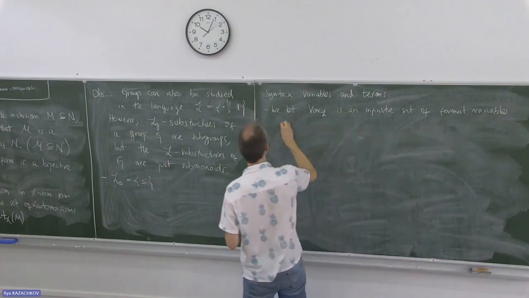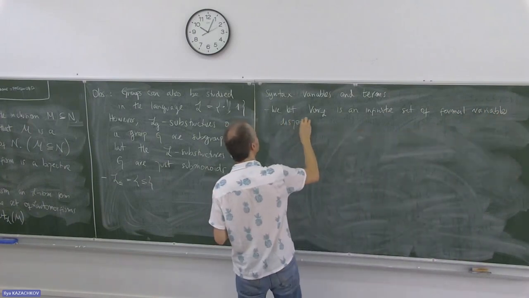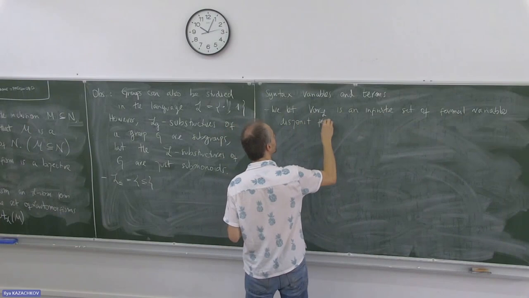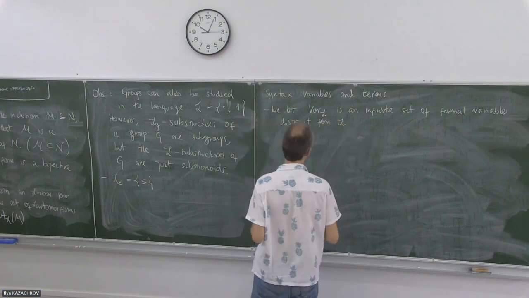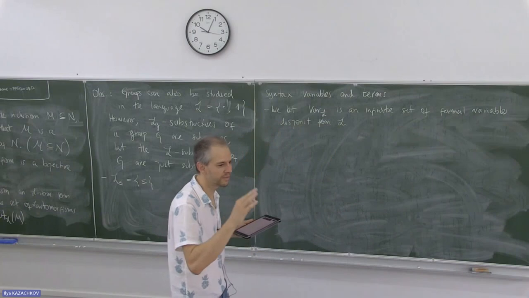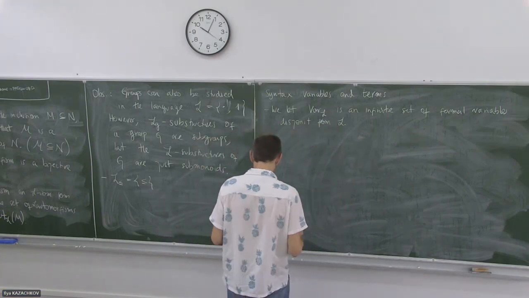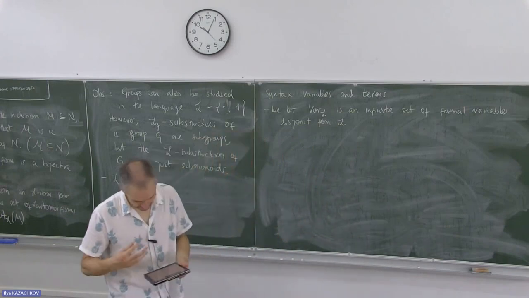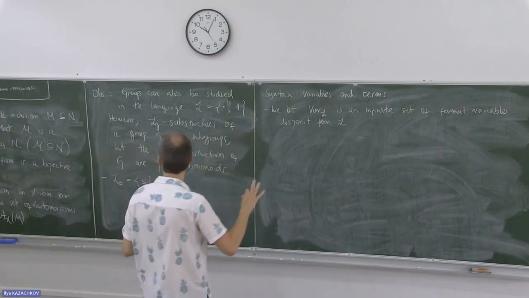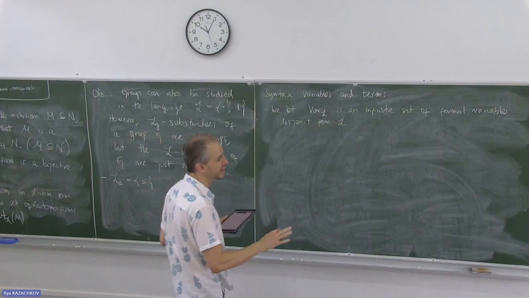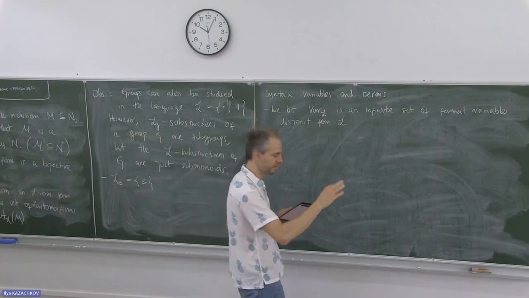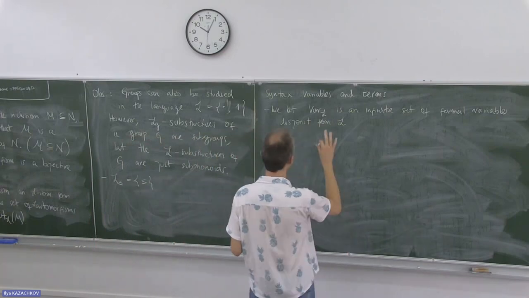Disjoint from L. It's just a new set of symbols, right? Formal symbols, which is disjoint from my set L. And for the remaining of this talk, I will take M and N to be L structures. Okay. And we're going to fix an L.